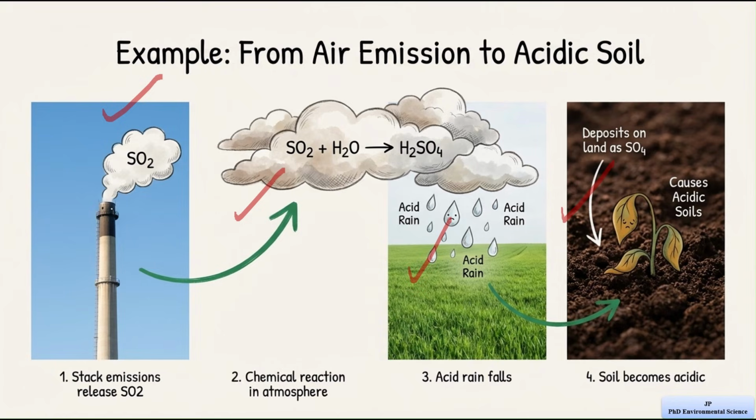So why is this an indirect impact? Because the original activity is air pollution, the final effect is soil degradation, and there are multiple steps in between. So this is a secondary or indirect impact.